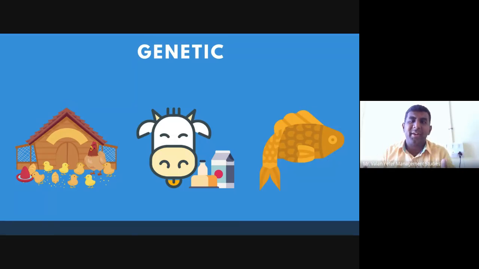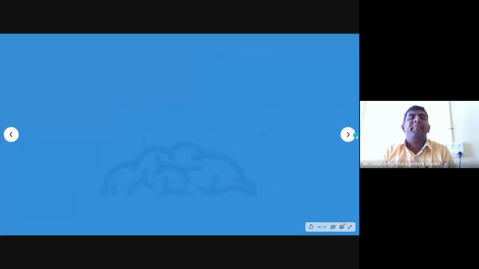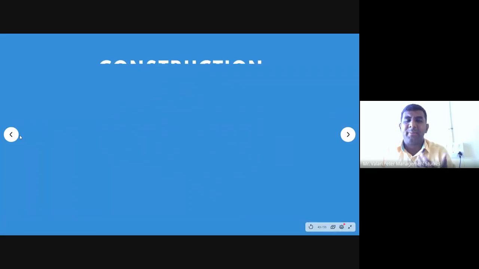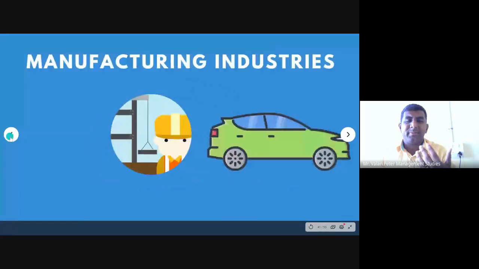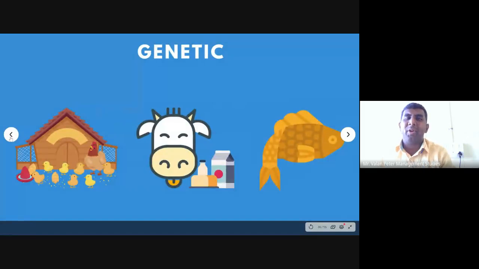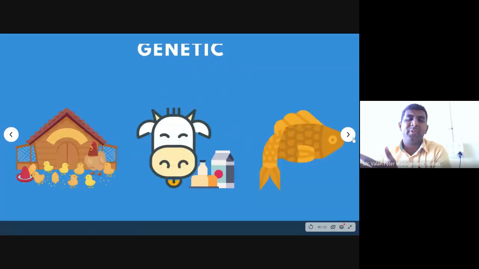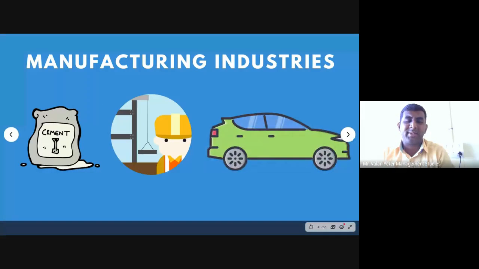I hope you all referred to Google or other internet sources regarding these industries. We also saw the manufacturing industry. Manufacturing industries are simply people who produce a product. They take raw material, maybe from the previous two, genetic or extractive, and produce end goods. Those people are considered to be manufacturing industries. For example, I have put cement manufacturers, steel manufacturers, and automobile manufacturers.